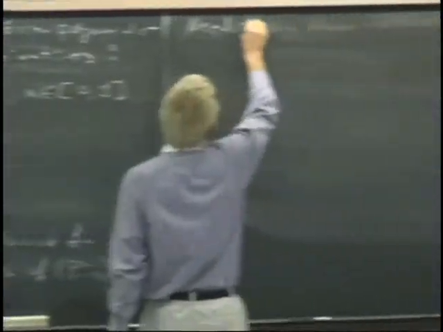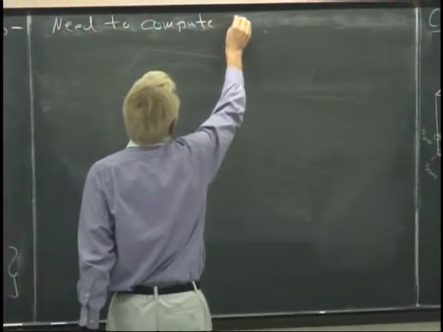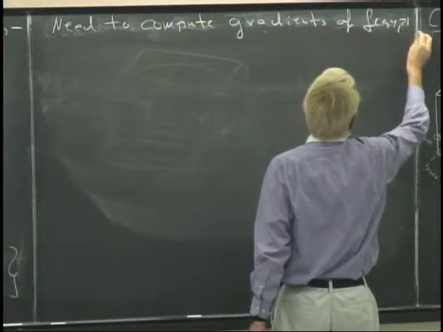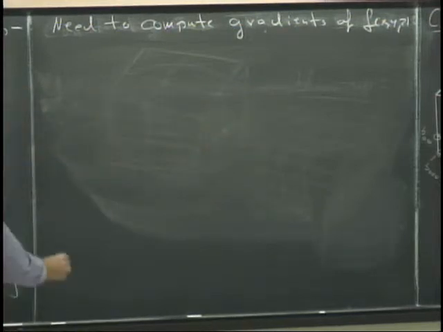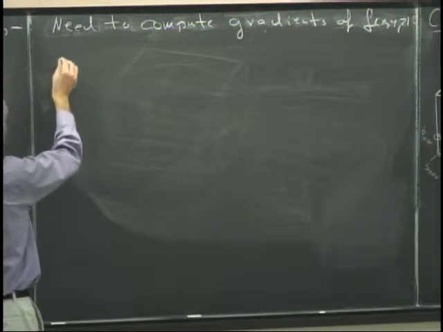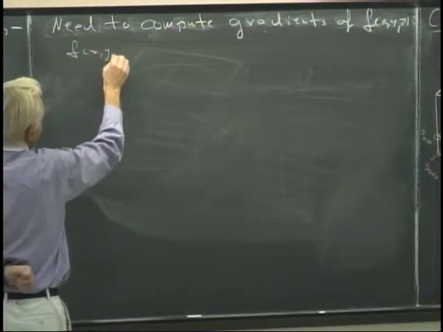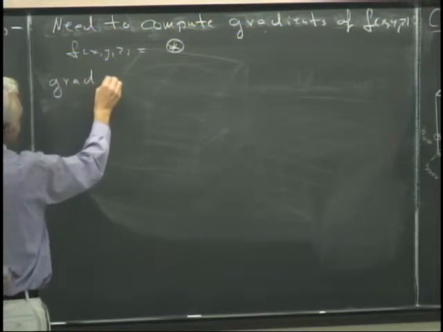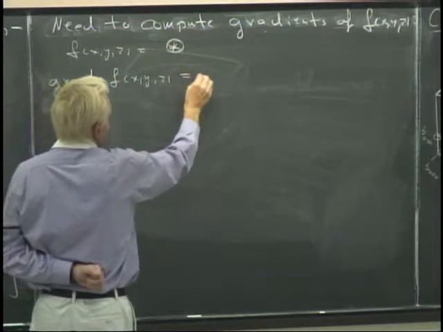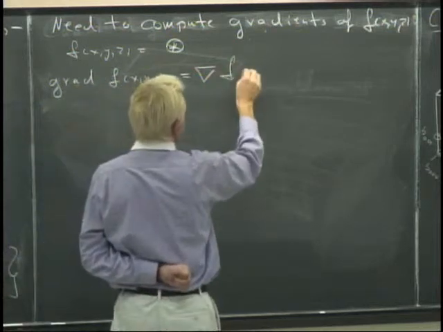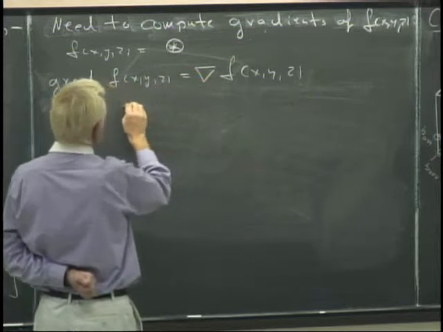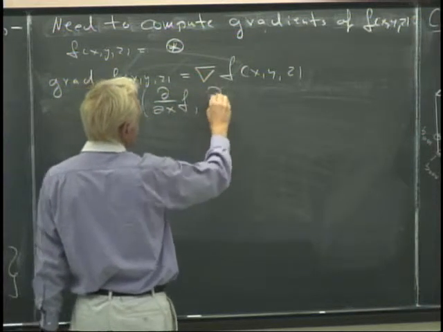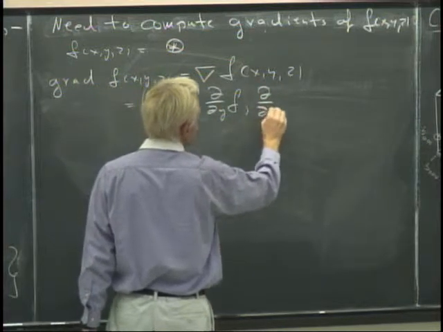We need to compute gradients of f of x, y, z. How do we do that? So f of x, y, z is that formula star. And now we need the gradient. The gradient is also denoted by this grad symbol, grad of f x, y, z, which is formally the vector of the 3 derivatives. So it's the partial derivative with respect to x of f, the partial derivative with respect to y of f, and the partial derivative with respect to z of the function f.